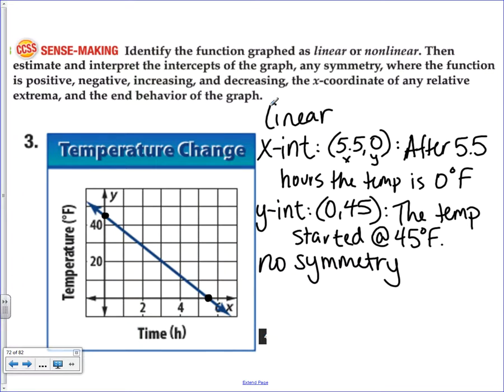Okay. Now what are we asking? Okay. What does positive mean? This is where you're using your colored pencils. Red. Circle the positive in red. Positive means above the x, right? That would be all of that. So tell me, describe for me, where is this thing positive? Before 5.5.